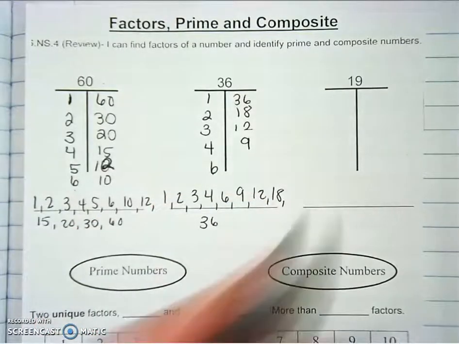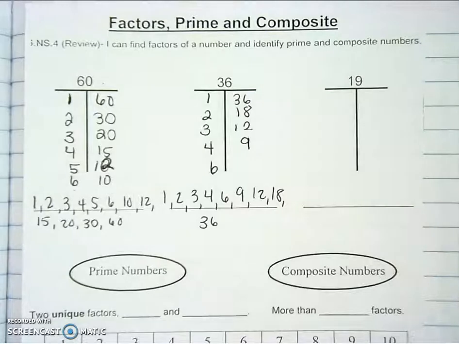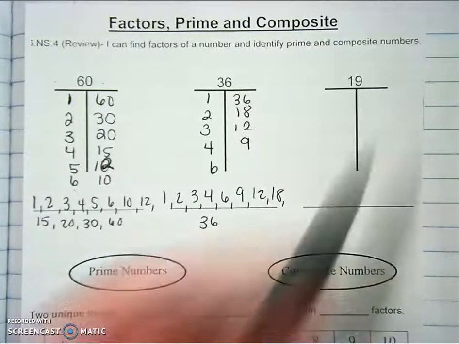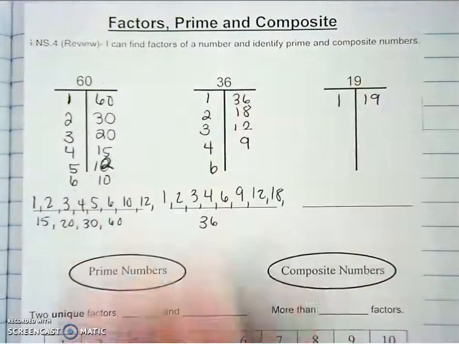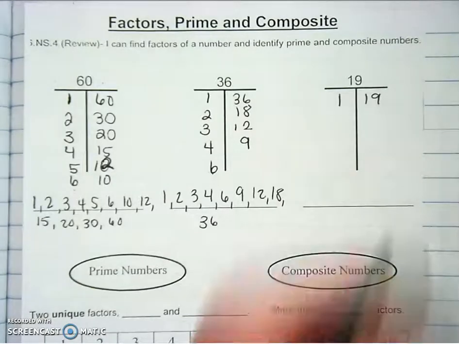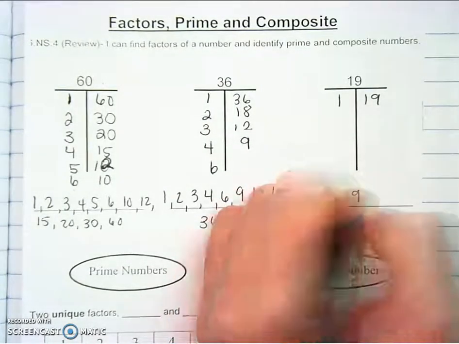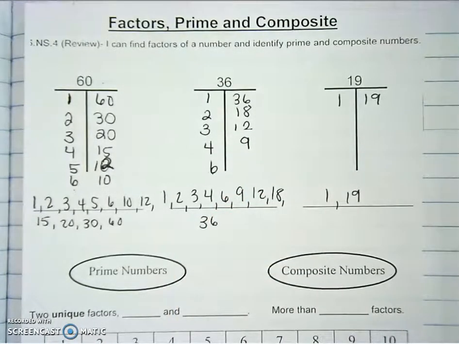Okay, and lastly, 19. Well, 19 is actually a prime number. So the only two factors that will go for prime numbers is 1 and the number itself. So the only factors of 19 are 1 and 19. That's what makes it a prime number.